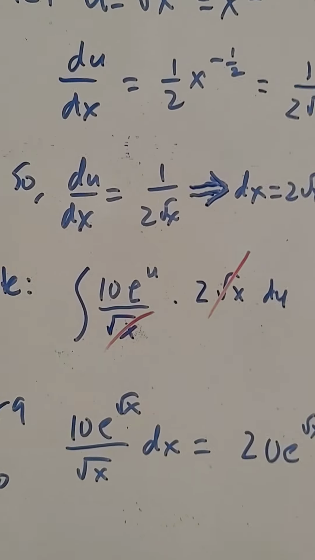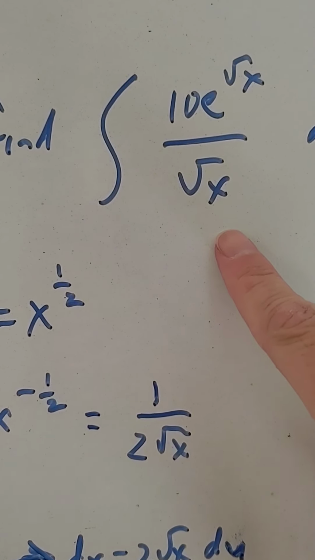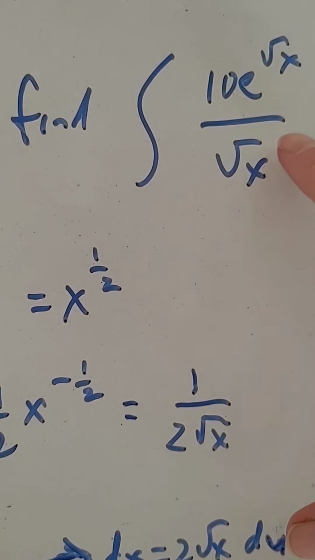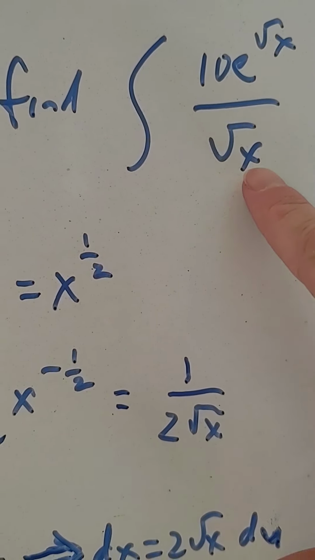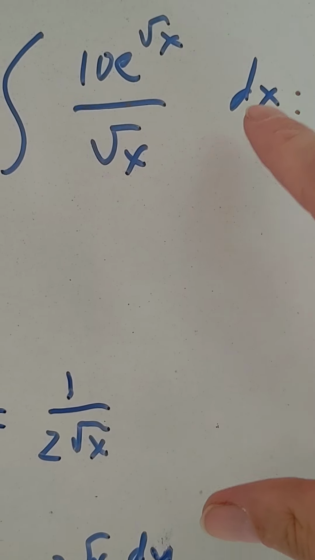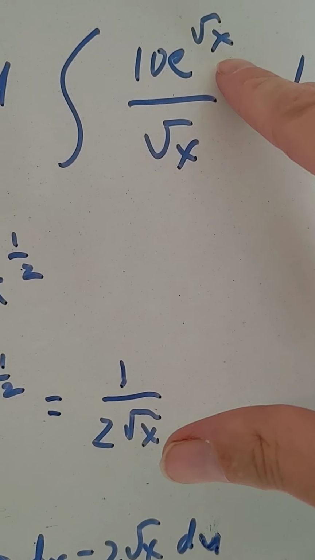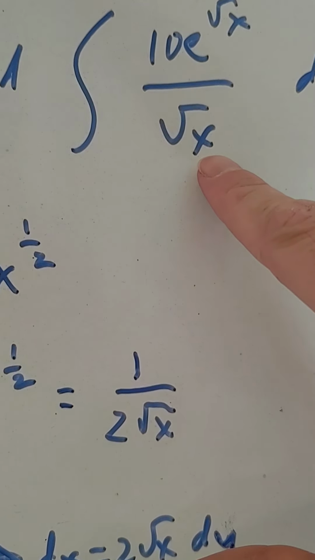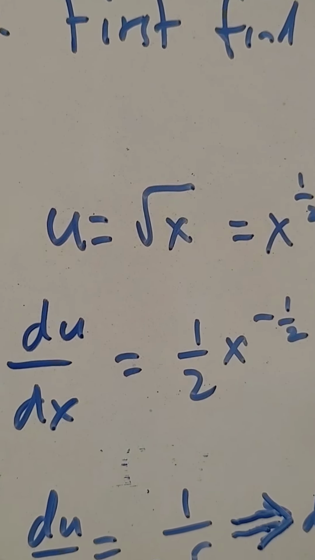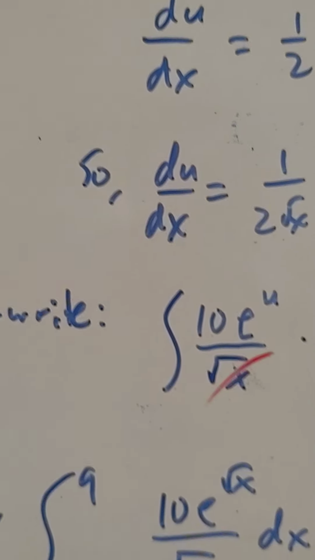So I want to rewrite this indefinite integral using our substitutions. I'm going to write 10e to the u over, I can either write u or square root of x here. Because when I replace my dx with 2 square root of x du, the square root of x's will cancel. So I'm going to make this the u, and if you made this u, you'll see that in order for this to cancel, just change it back to square root of x, because u is the same thing as the square root of x.